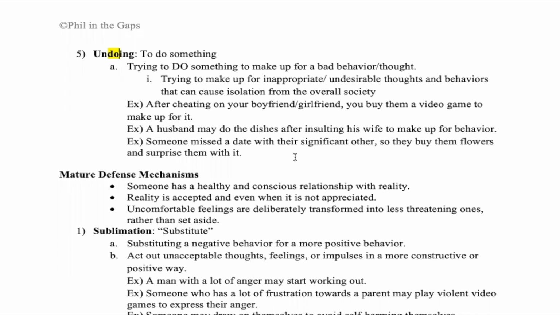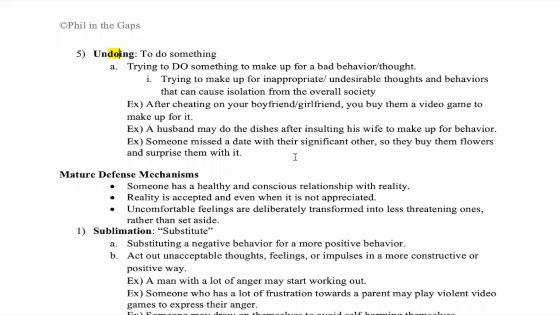Another example, a husband may do the dishes after insulting his wife to make up for the behavior. Again, man, I made that insult rather than apologizing and acknowledging what I've done. I'm just going to do the dishes because I know that could be a way that could help pave all of these things over. Another example, someone missed a date with their significant other, so they buy them flowers and surprise them with it.